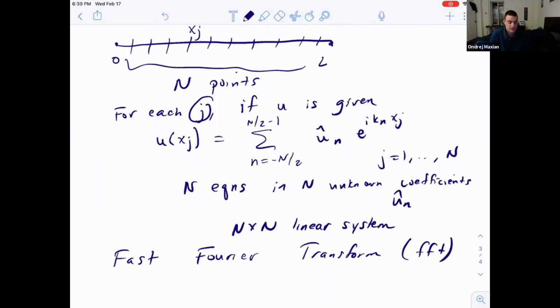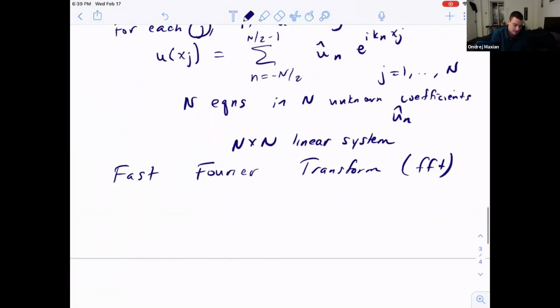Or the FFT. And the FFT will take you from values on the grid to the coefficients. And today what we're going to do is we're going to practice with the FFT. So if you all have MATLAB open, we're going to do a little FFT action right after I get through this next example.